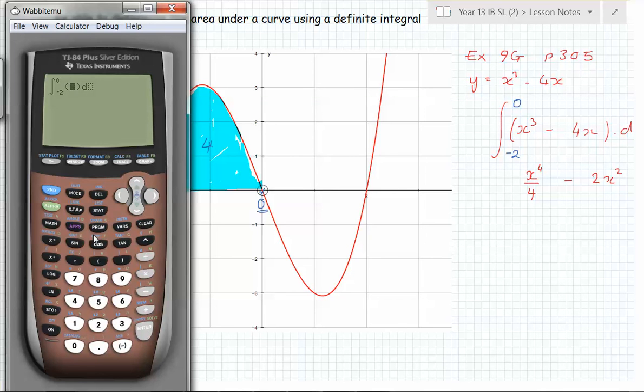I put my function in, so x to the power of 3 minus 4x, differentiate with respect to x. Okay. Press enter, I get the same answer, 4. So you've got 2 methods, should you wish to do either one. I get -12.